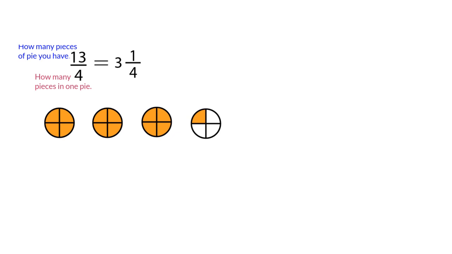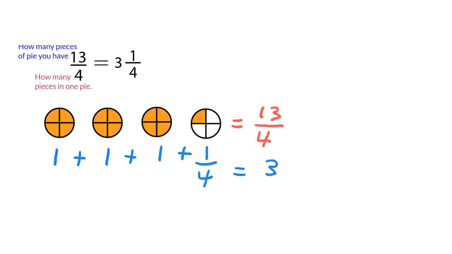If we were converting this diagram into a number, we could say that I have 13 pieces of pie, and I needed 4 total pies to get those 13 pieces. We could also think of this in reference to our mixed number 3 1/4, because we could say that I've got 1 full pie plus 1 full pie plus 1 full pie plus 1/4 of a pie, which means I've got 3 full pies and 1/4 of a pie. I hope this helps you understand a little more how these numbers mean the same thing.